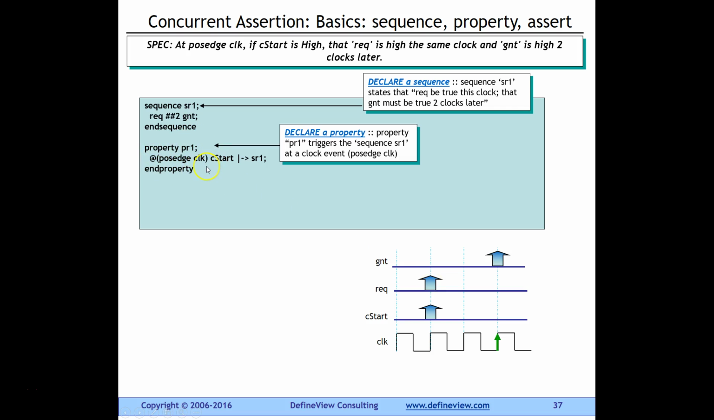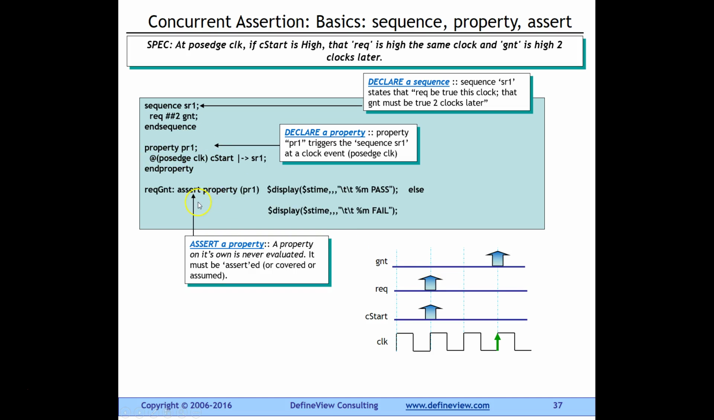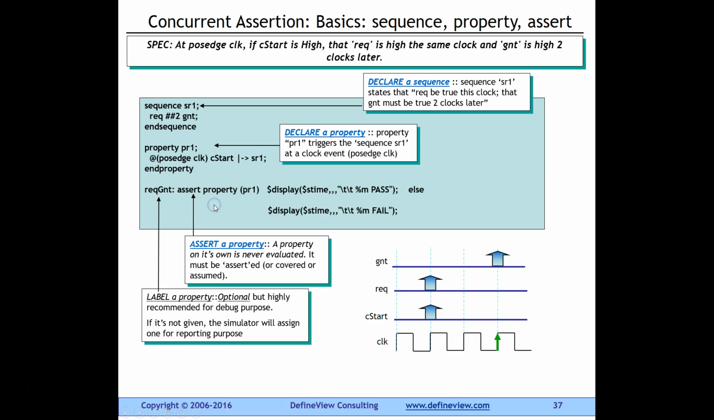So here's the property. Then you have to assert the property. A property on its own is just a placeholder. It's not going to fire. So when you assert it, you're triggering it. And here's the syntax. You give it a label, and just like with immediate assertions, you are better off giving a label, else the simulator will assign one for you and that label may not make sense to you.